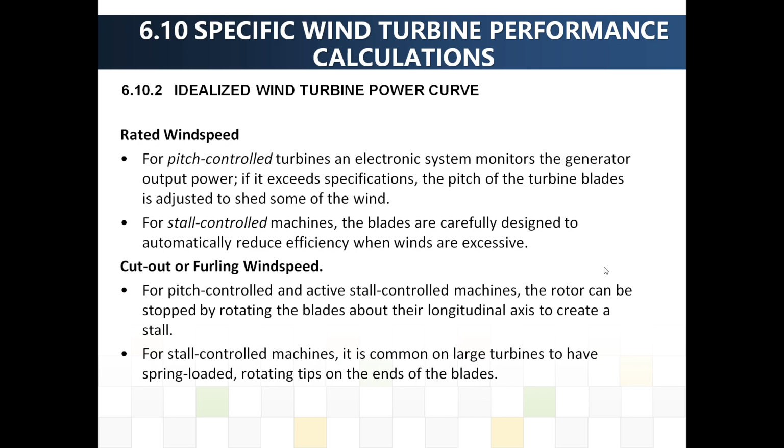Cut-out wind speed. For pitch-controlled and active stall-controlled machines, the rotor can be stopped by rotating the blades about their longitudinal axis to create a stall. For stall-controlled machines, it is common on large turbines to have spring-loaded rotating tips on the end of the blades.